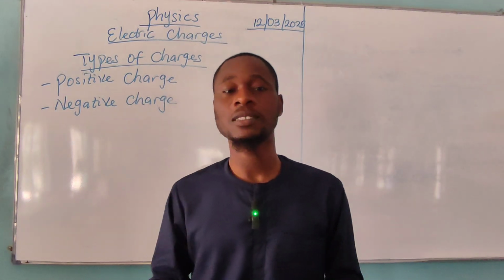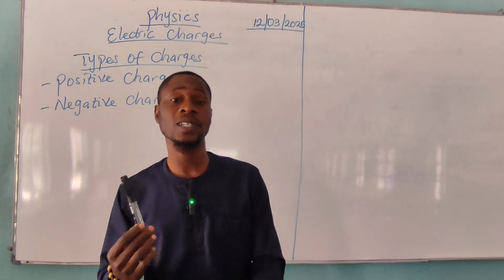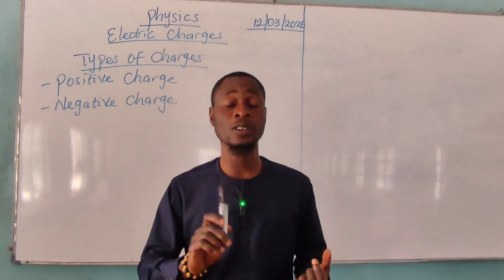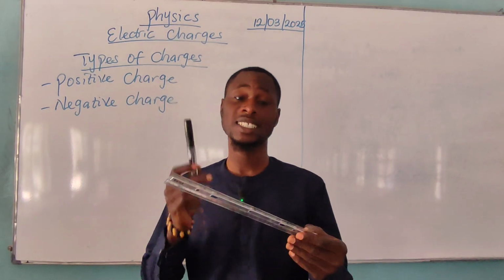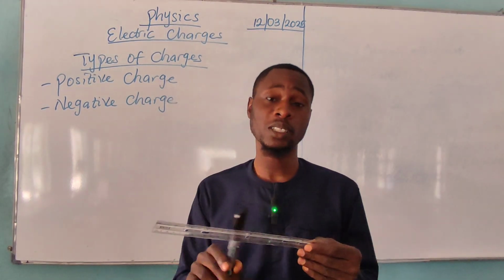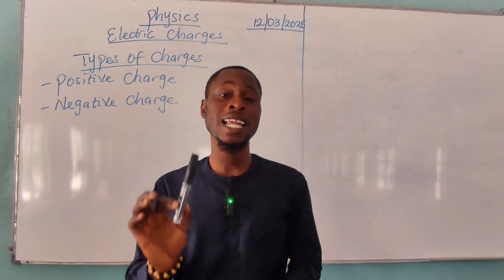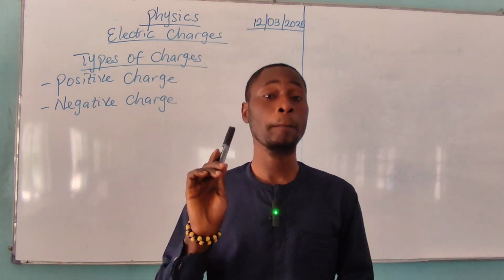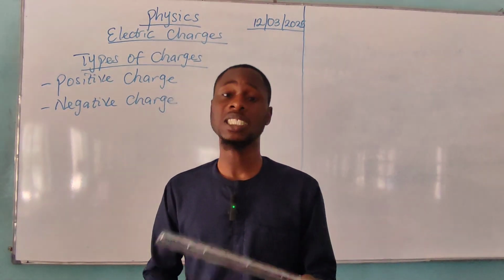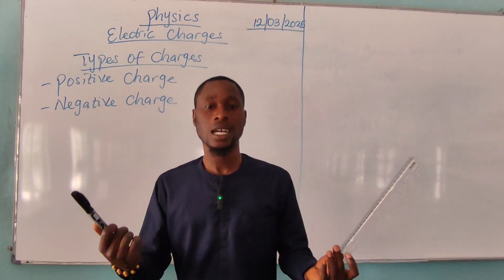For you to obtain a positive charge, obtain a glass rod and a silk material. Now, you rub the glass rod vigorously on the silk material. For instance, if this is the glass rod and this is the silk material, you rub them vigorously for a period of time. After that action is done, the glass rod will be found to be positively charged, whereas the silk material will be found to be negatively charged.